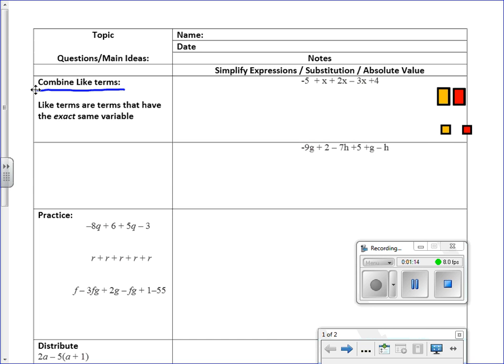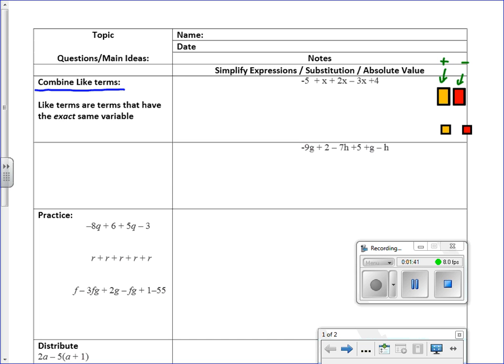Well, there's a couple of ways that we can do this. Let's go ahead and start out basic. First of all, I see that I have a negative 5, a positive 4, a positive x, a positive 2x, and a negative 3x. I want to represent those using my chips. My yellow chips are going to be positive. My red chips are going to be negative.